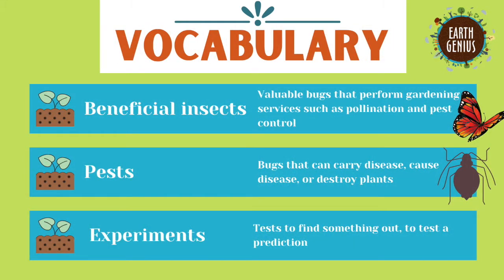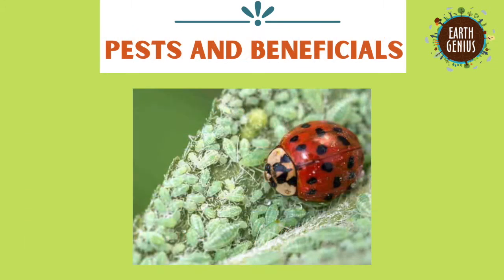Now, pests, on the other hand, are bugs that can carry disease, cause disease, or destroy plants. An example of a pest is an aphid. You can see them in this picture as those tiny little green bugs that are covering the plant. Aphids will eat our plants, and they will also make the plant really sick by covering it up so thickly. But also in this picture, we see a beneficial insect, a ladybug, which is helping to eat the aphids, which will help to keep their population small enough that the plant can stay healthy.